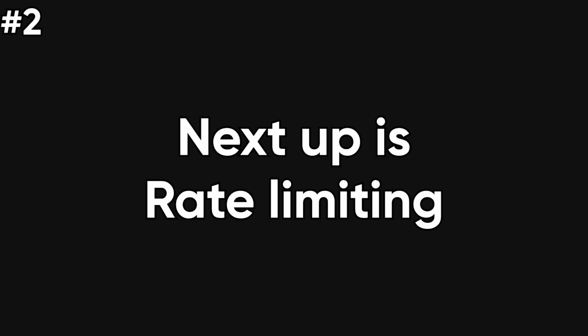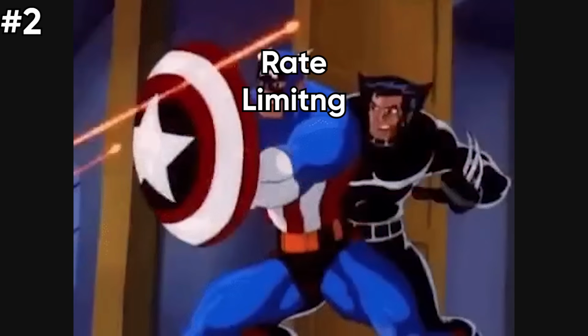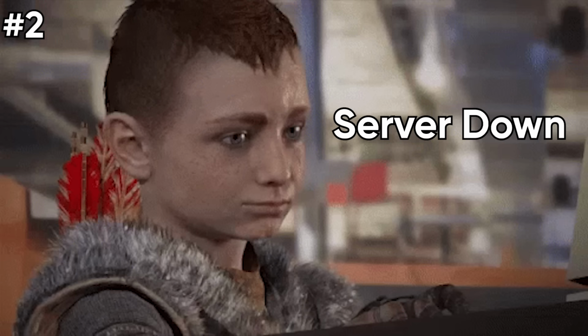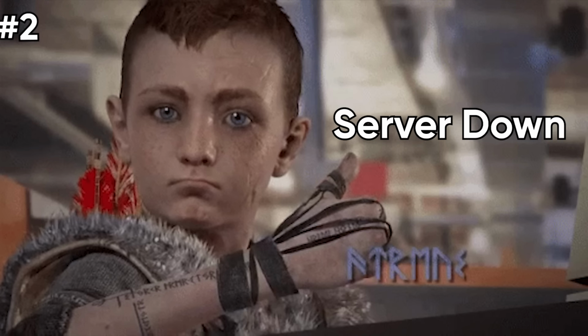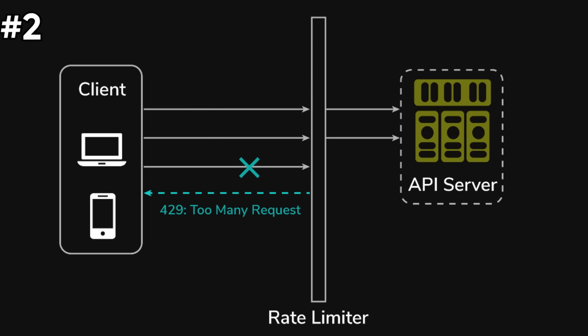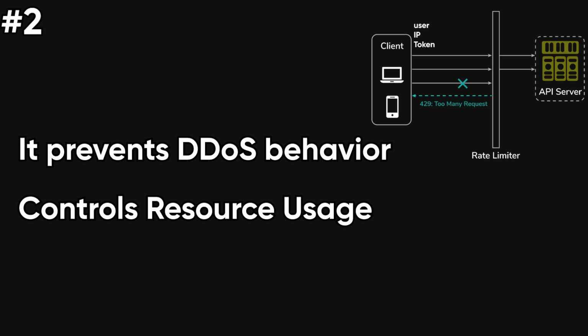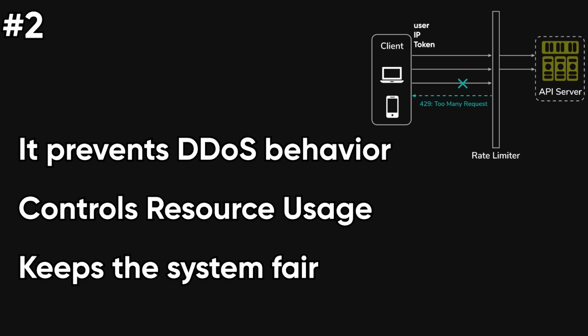Next up is rate limiting, the shield that protects your API from abuse. Without it, any script kiddie or bot could hammer your server with thousands of requests per second and bring everything down. Rate limiting lets you control how many requests each user, IP, or token can make within a time window. It prevents DDoS-like behavior, controls resource usage, and keeps the system fair for everyone.